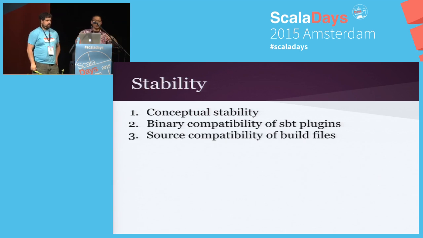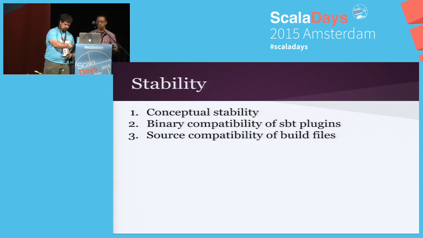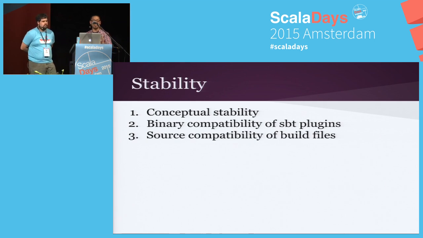Okay. All right, good. So this is basically what has been happening in the 0.13 previews. So towards 1.0, what we want to think about is stability in three different ways. So one is conceptual stability, the binary stability, and the source stability, or the source compatibility.